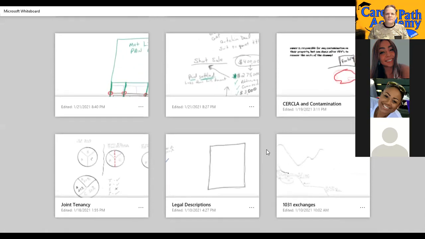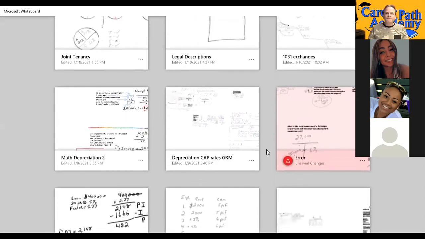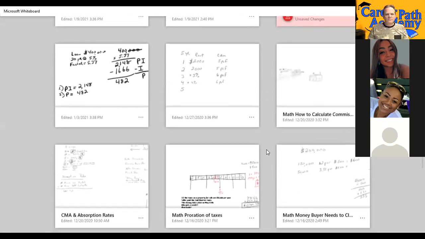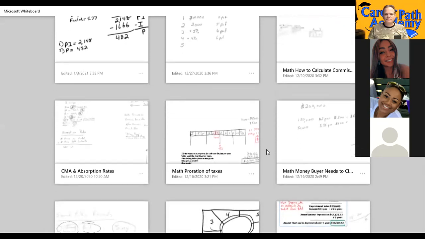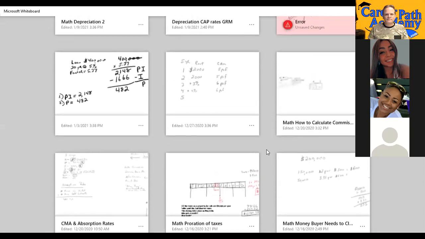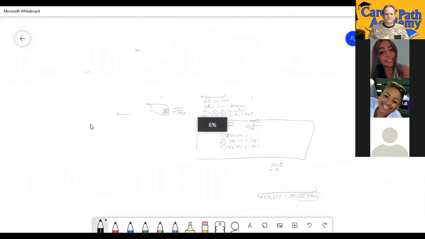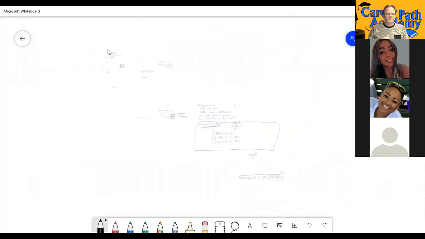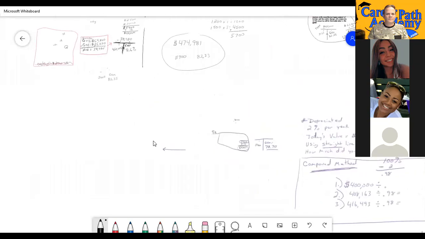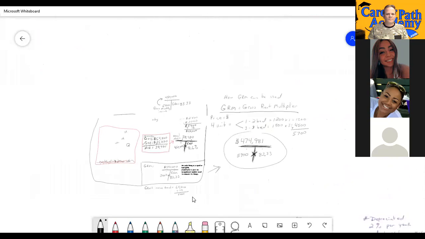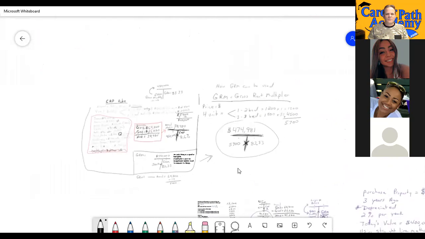Here's more cap rates. Boop, boop, boop, boom, cap rates. One of them said cap rates up top. Did it? Cap rates and GRM, there we go. La-dee-dee-dee-dee-dee. It's a cap rate problem.